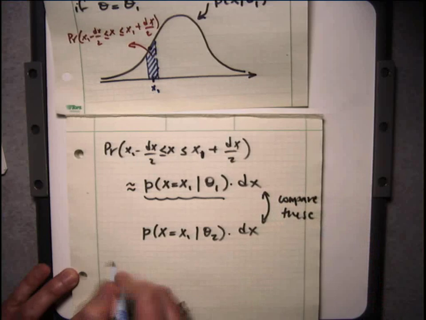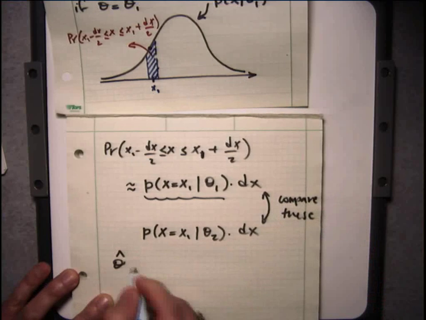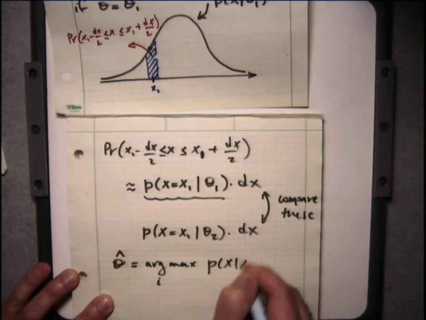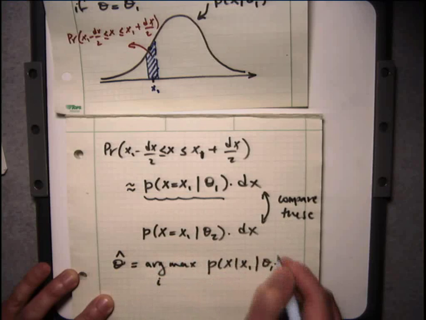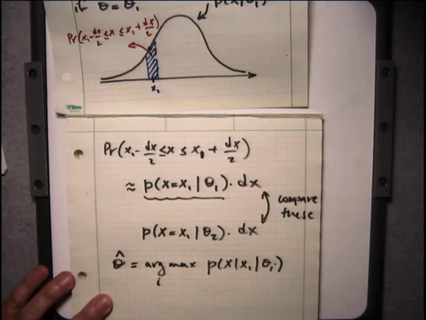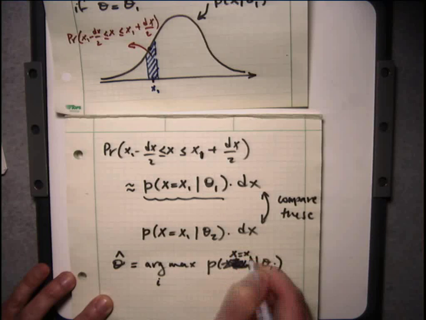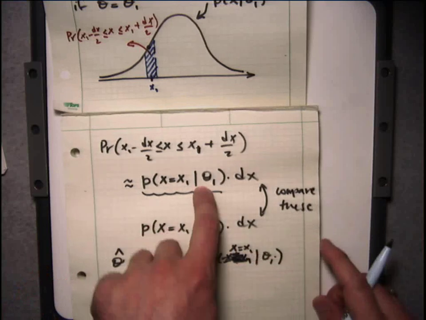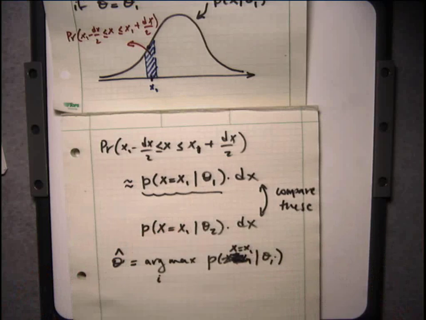And basically what happens is theta hat, the estimate, becomes the value of i that maximizes this PDF of x equals x1 given theta i. Okay? So you might have not just one theta, but you might have a whole collection of thetas that could possibly have been the right parameter value.